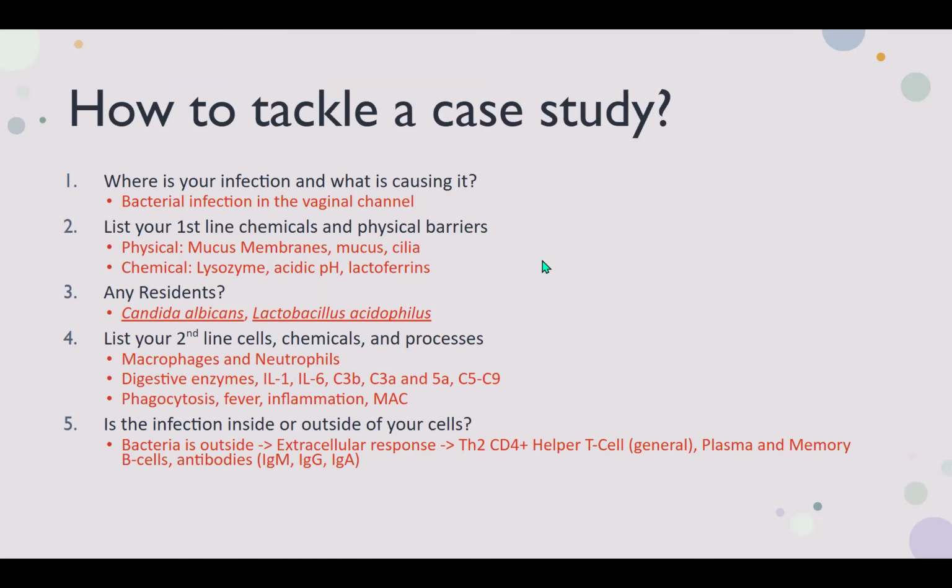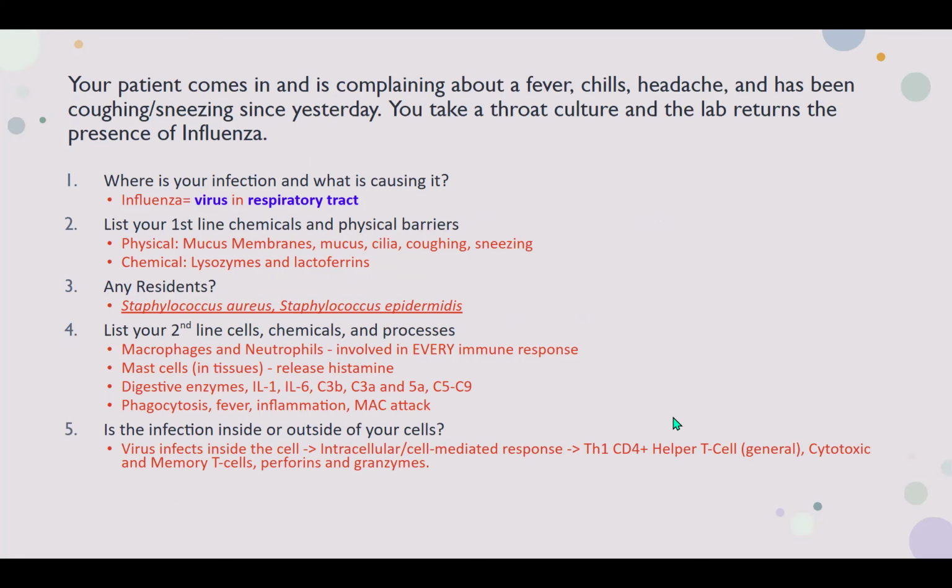And then next after this, because this is a Th1 response, the cytotoxic T cells and memory T cells will be activated, and they will use perforins and granzymes to attack the virally infected cell, to kill it. And that answers everything for respiratory infection with influenza virus on page 9.